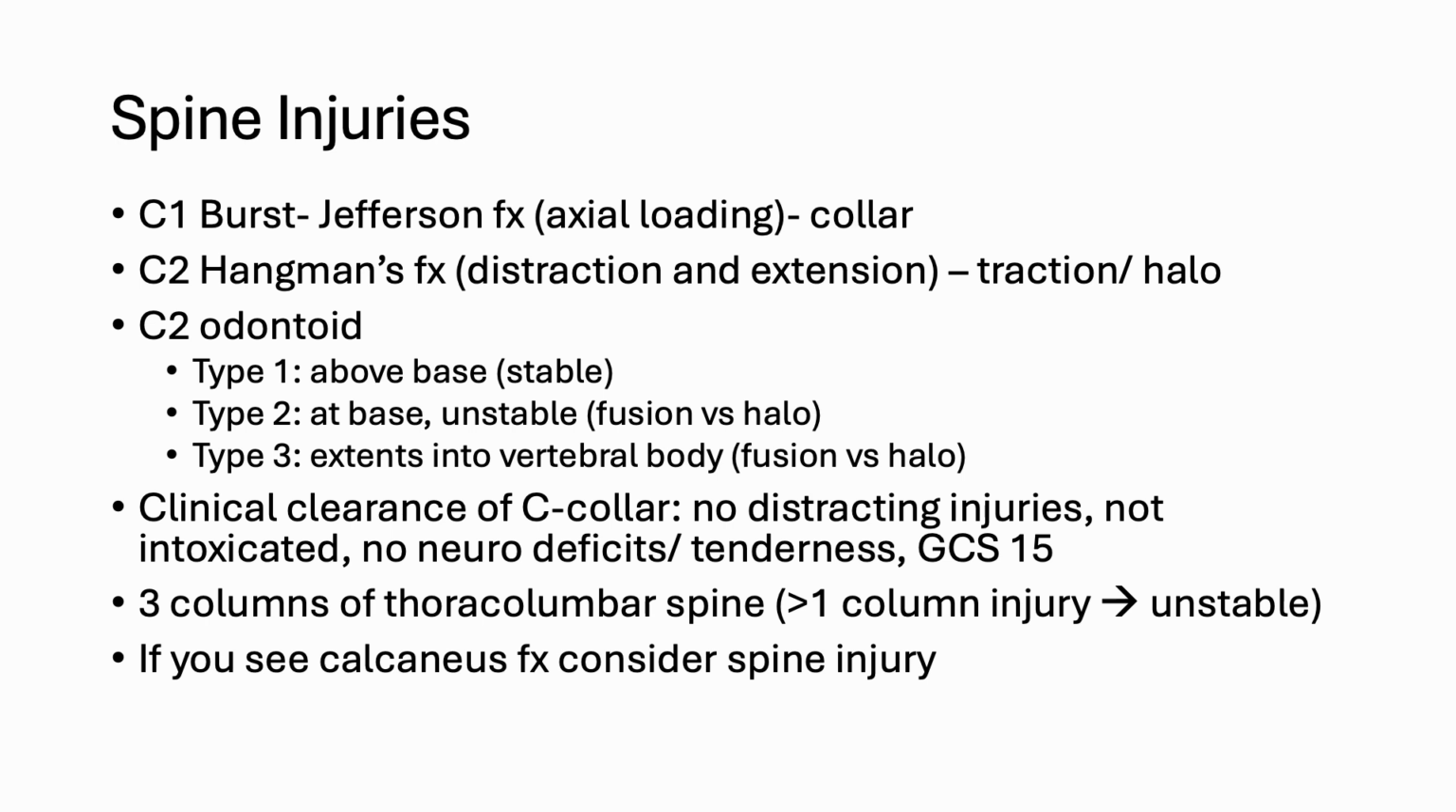C2 odontoid fracture, there's 3 types. Type 1 is stable versus type 2 and 3 are typically unstable. Type 1 is above the base, type 2 is at the base, and then type 3 extends into the vertebral body.